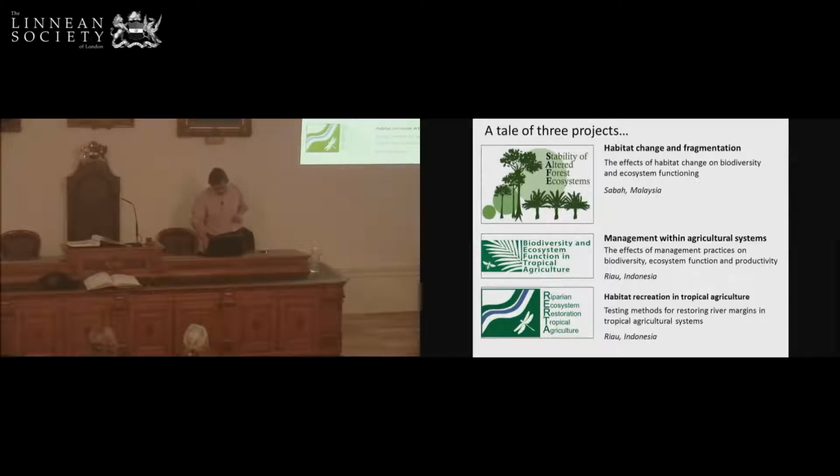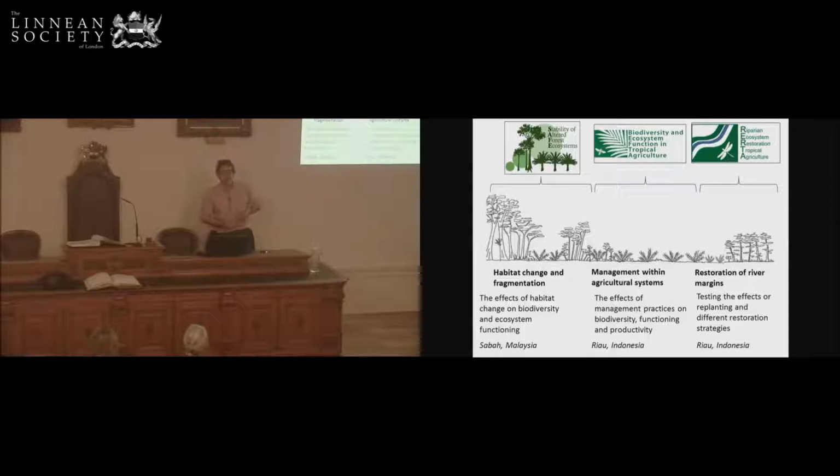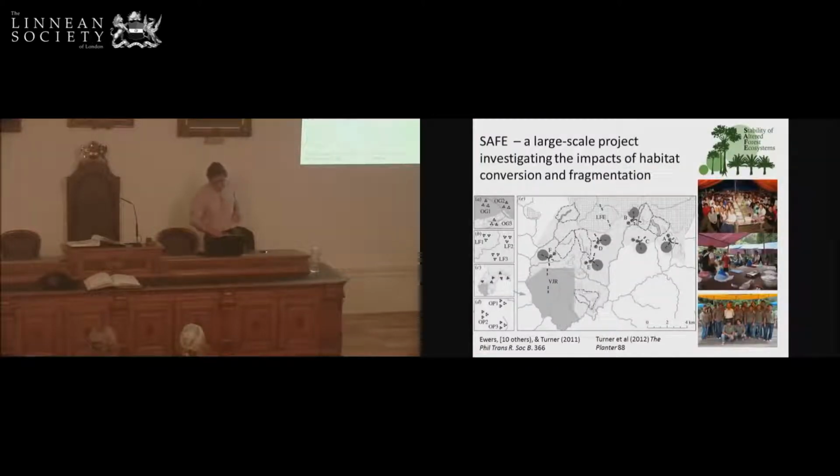So that's why I'm going to try and give you a shape, if you like, of some of the research, some of the ways you can understand the effects of rainforest loss and fragmentation, management within existing oil palm, and then the impacts of restoration. That's a kind of trajectory that land change can happen in these sort of environments. So I'm going to start off with SAFE.